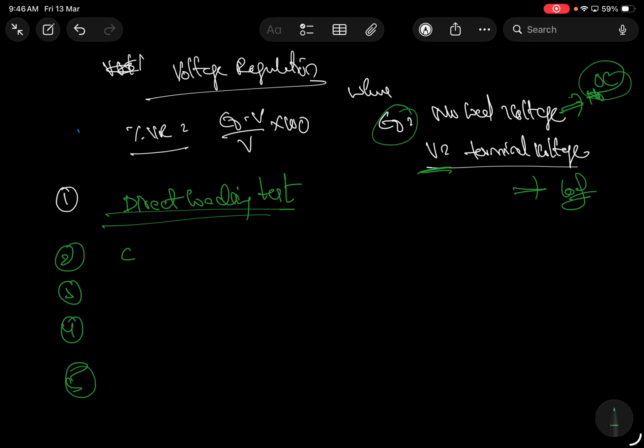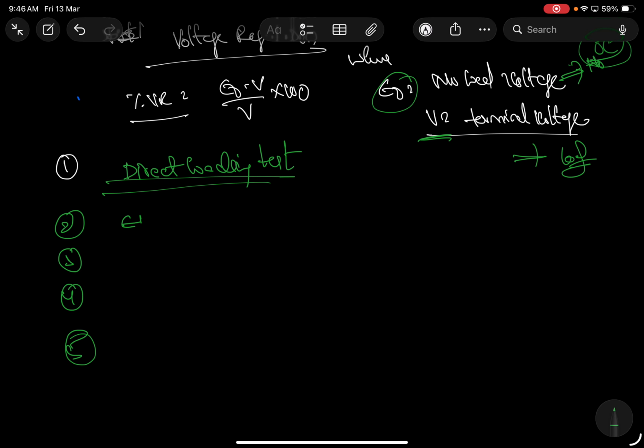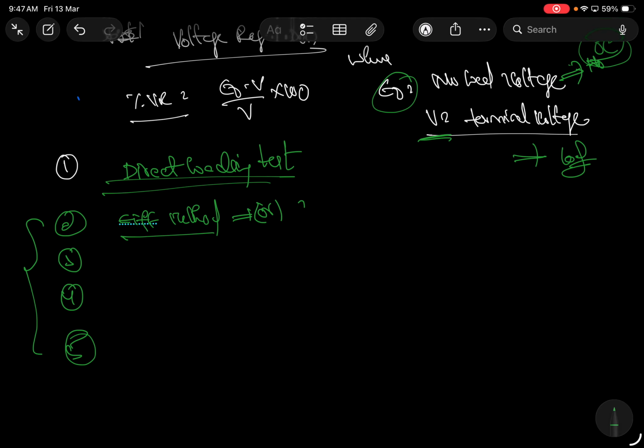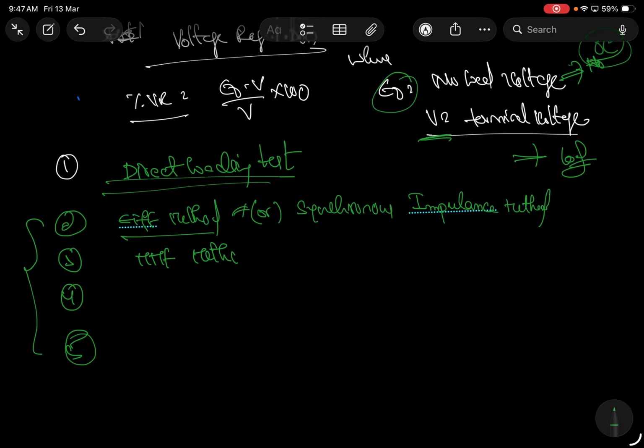That is the EMF method. These are all indirect methods. What are they? First one is the EMF method, electromotive force, or you can also say the synchronous impedance method. I'll try to write fast here. Second one is the MMF method, magnetomotive force, or Rothert's ampere turns method.